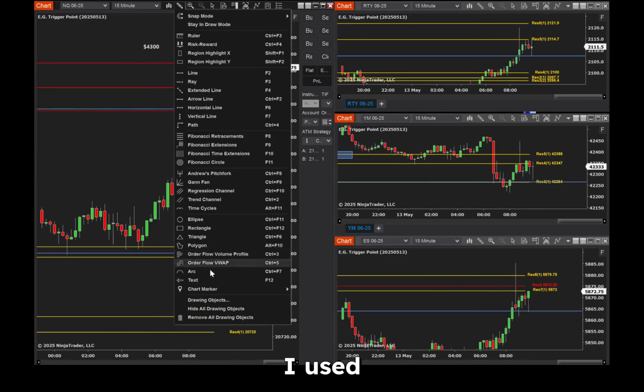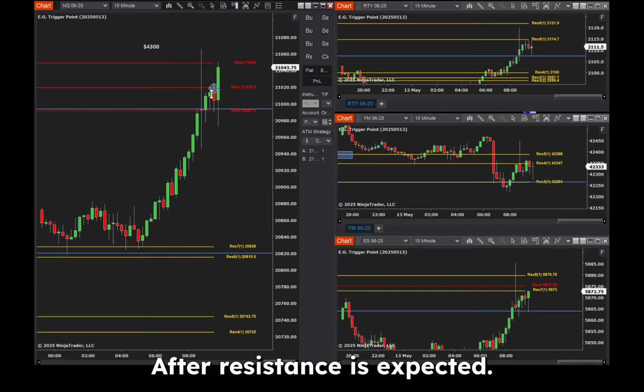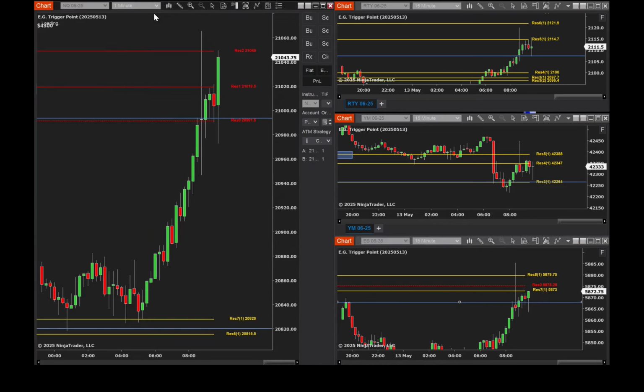At this point, I used the fact that statistically, after resistance is expected, when the market bounced off support and gets back, there's a high chance of breaking this resistance, especially when ES wants to hit its resistance. ES was here at this point. When NQ was here, I understood that NQ wants to break. And it broke.